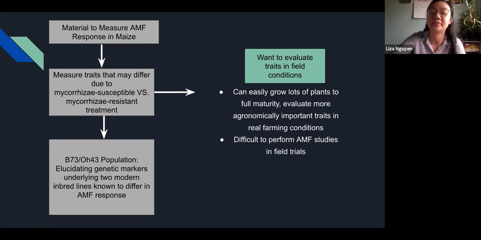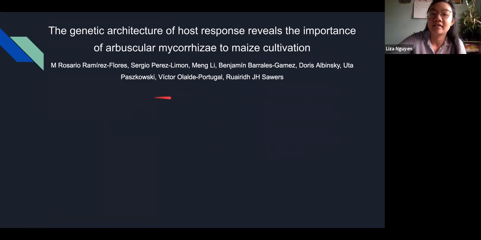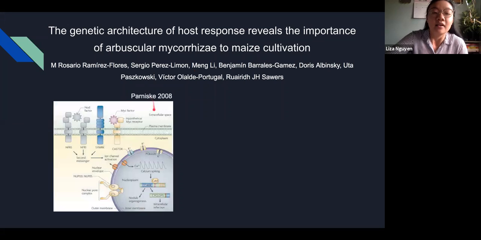So to address this problem, I stood on the shoulders of giants and looked at this paper that was published last year from a former grad student of Rory's, as well as a couple other members of my lab currently. So Maria, whom I'll call Chayo from now on, because that's what we all call her, was able to also make a mapping population that could be grown in field trials, which incorporated a treatment with no mycorrhizae.